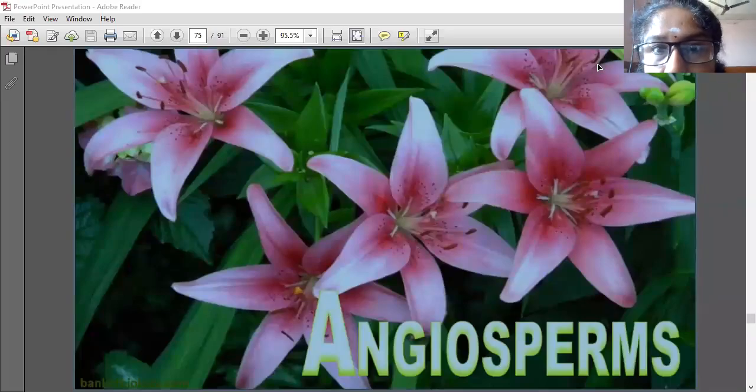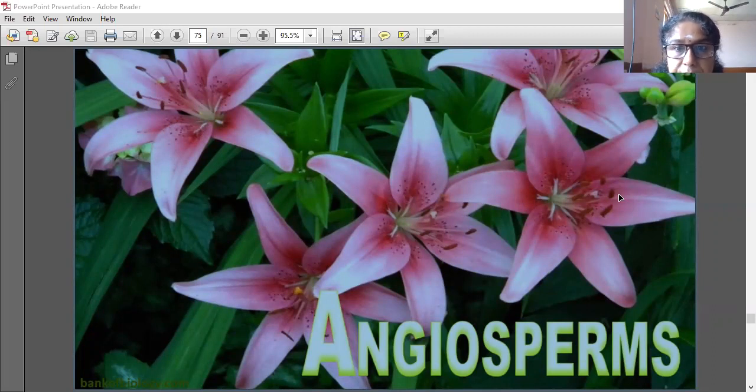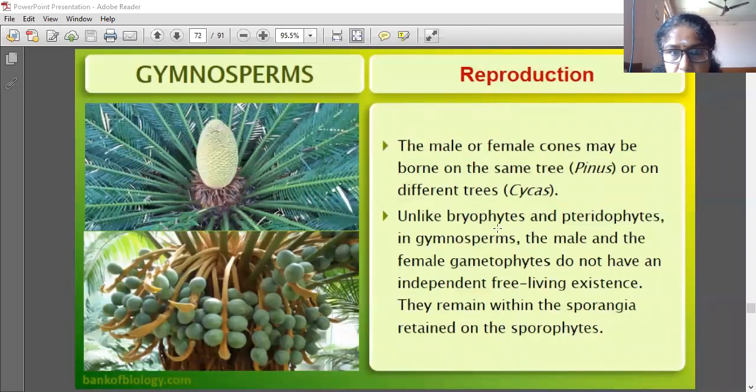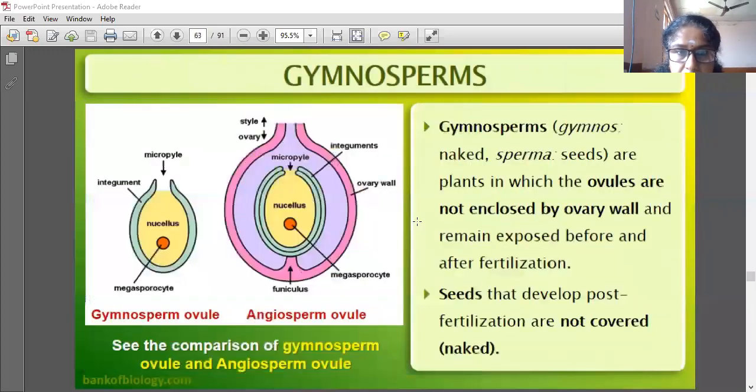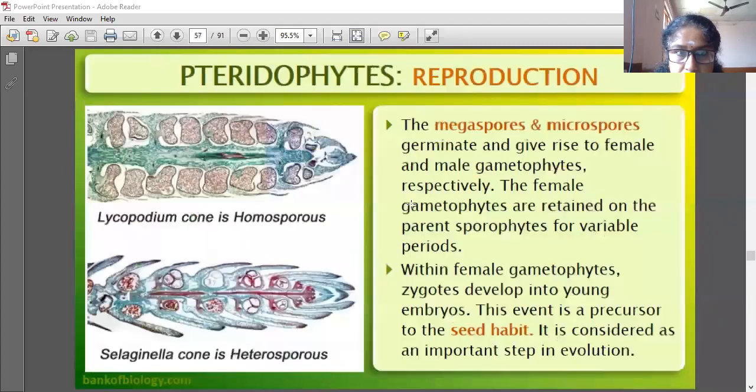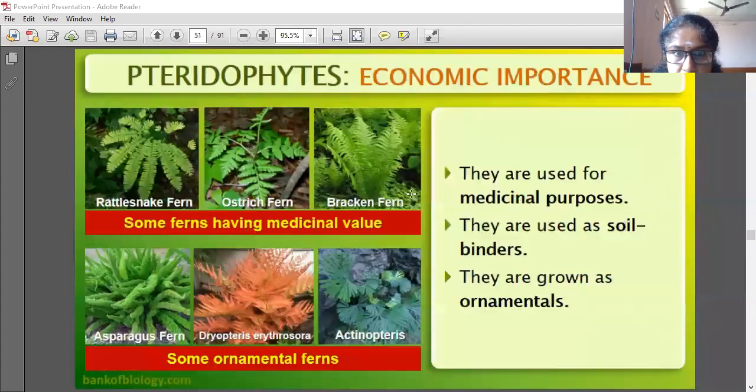Good morning students, today we are going to learn about a new topic in plant classification, that is angiosperms. Yesterday we had learned pteridophytes and gymnosperms. Since time ran out, I didn't show that slide properly, so I will show it one more time. Last time we had learned the pteridophytes and the gymnosperms.